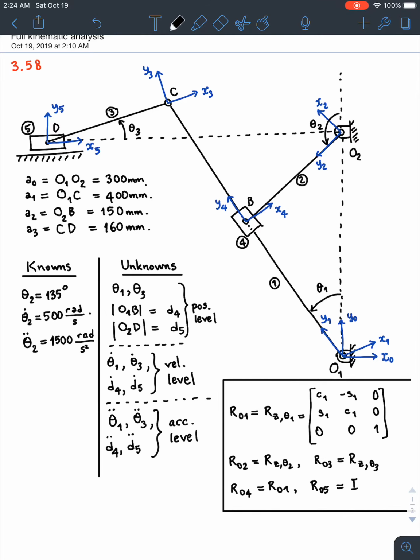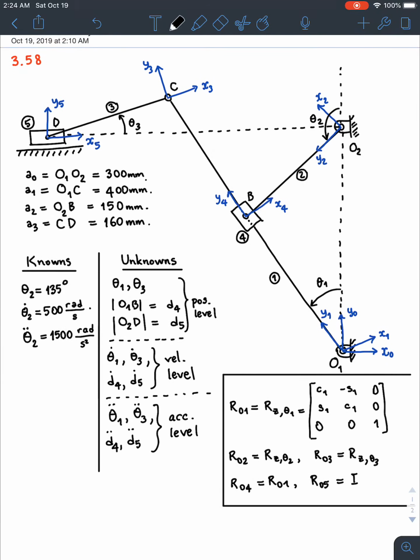The knowns are the angle theta 2, which is 135 degrees. Theta 2 is here. We know its rate of change, the first derivative, which is 500 radians per second. And even though the question doesn't give this as a known, because it is not asking the acceleration level analysis, since we are planning to go through the acceleration level analysis as well, I assigned another known for us, which is the second time derivative of theta 2. I set that equal to 1500 radians per second squared.